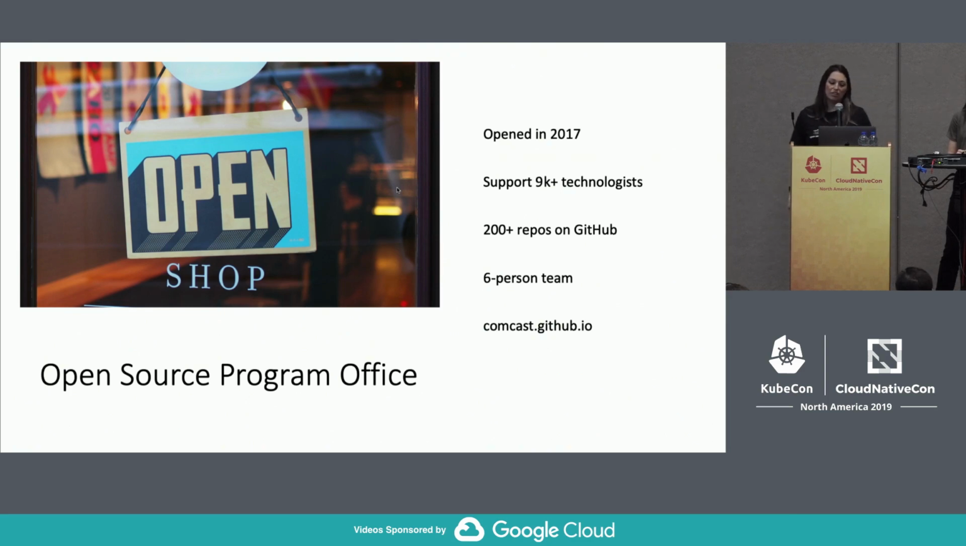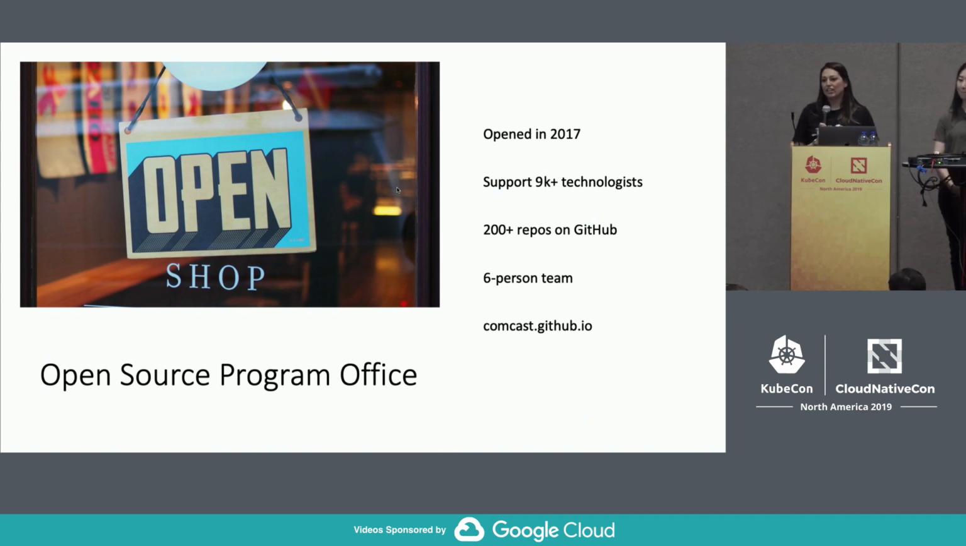And a little bit more about the Open Source Program Office, which is the team that I work on. I started at Comcast back in 2010. I was an operations engineer on the Exchange team. Back in 2015, I got my hands into open source. So I'm actually pretty fresh to the open source community as well. I started contributing back, fell in love with the open source community, and then I started working on the Open Source Program Office, which opens its doors in 2017.